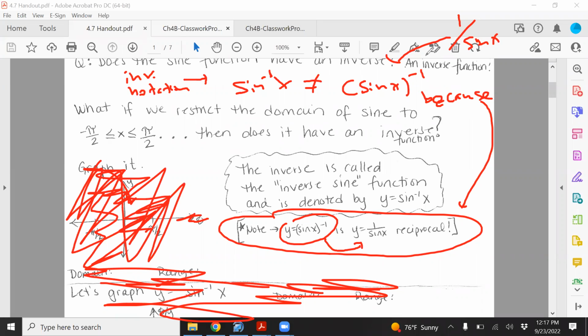So again, don't confuse it, please. I'll remind you guys often. Inverse sine is not 1 over sine x. It's not sine of x, parentheses, -1. When you see the -1 next to a sine, that's indicating that you're swapping the inputs and outputs. If you see sine x in parentheses to the -1, that means it's a reciprocal. So it's two different things.